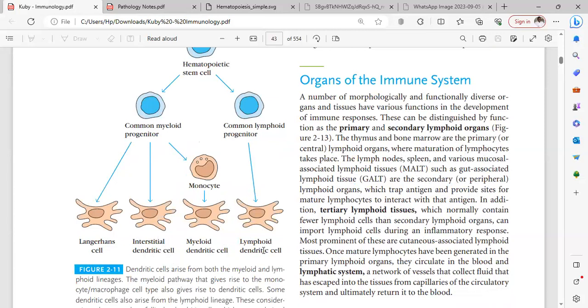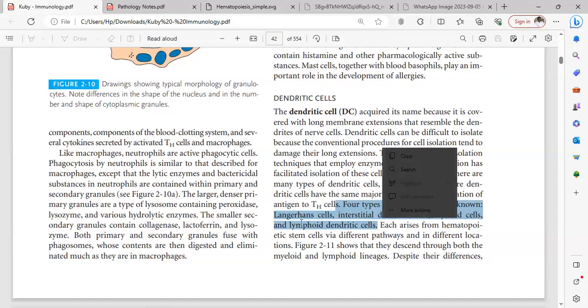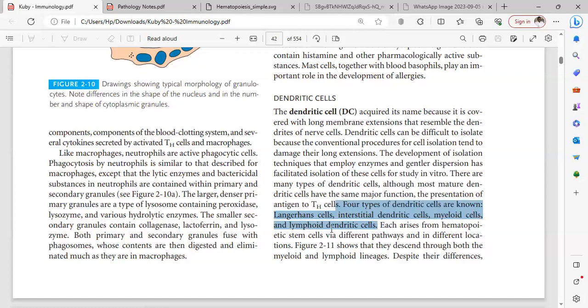So with that, I think there's no further information about the cells. These are the dendritic cells that we have: Langhans, interstitial, myeloid, and the lymphoid.